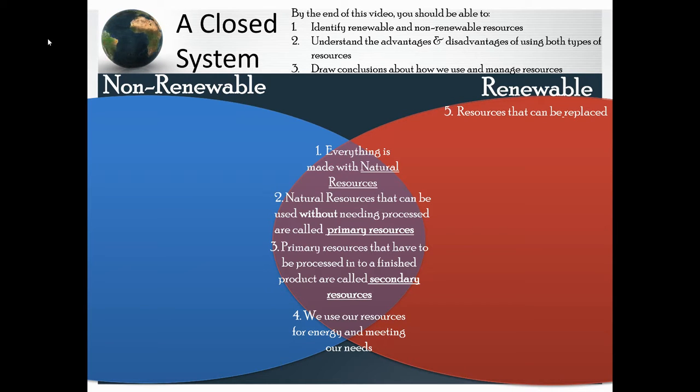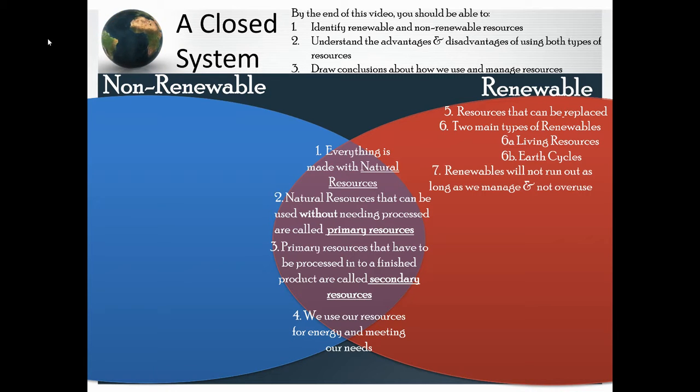Now, renewable resources can be replaced over time. There are two major types of renewables: living resources and earth cycles. These resources will never run out as long as we manage them and do not overuse them. Earth cycles are systems created by the earth and sun. Wind, water, solar, geothermal, they exist because the planet exists. And we can pollute our water resources, but if we run out of solar or geothermal power, we have bigger problems than just not being able to turn on lights.